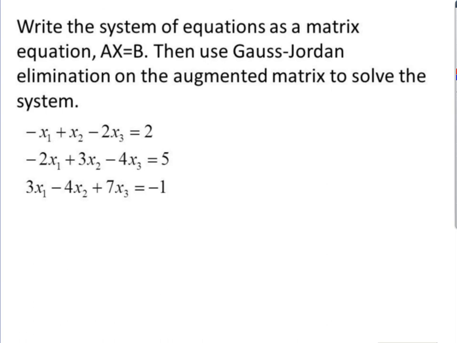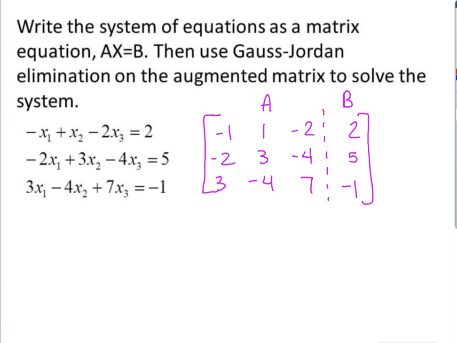We need to write a system of equations as a matrix equation AX equals B, then use Gauss-Jordan elimination on the augmented matrix to solve the system. So we used augmented matrices in section 6.1. We're going to do the same concept here. So we have matrix A augmented to matrix B.